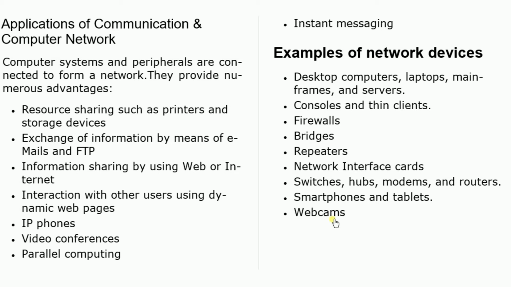Second one, exchange of information by means of emails and FTP. We can exchange information from one person to another person, from one area to another area, with the help of electronic mail and FTP, that is file transfer protocol. We can upload files to the internet. We can download files from the internet by using FTP. That is called file transfer protocol. You can even attach a file to email with the help of this FTP concept.